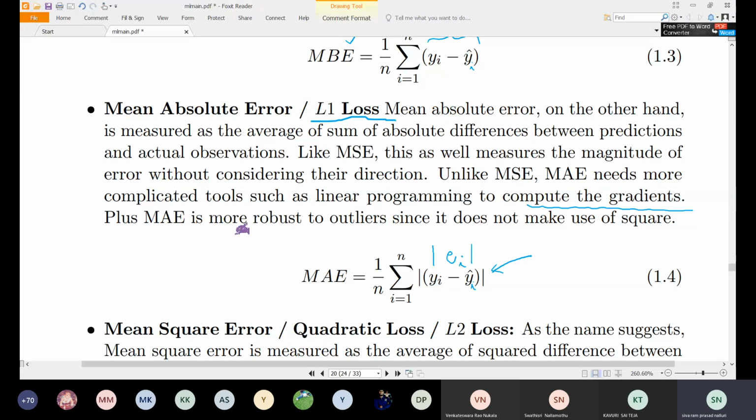And this is more robust to outliers, because of the outliers, this error function will not be affected much. Robust means that because of the presence of outliers, this error function will not be affected.